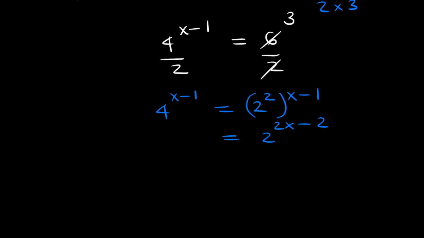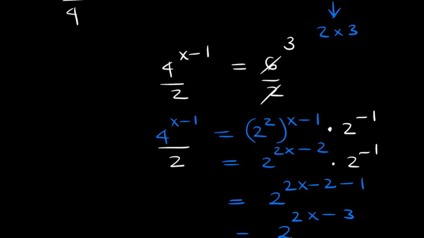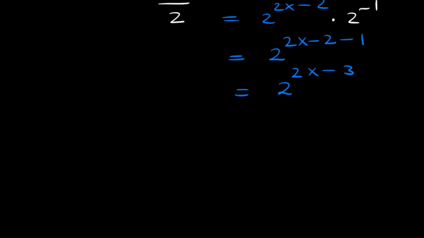Now, because that is being divided by 2, it will mean that this is times 2 raised to power minus 1. And by law of indices, we can bring these two together to give us 2 raised to power 2x minus 2 minus 1, which gives us 2 raised to power 2x minus 3. Now we equate this to the 3 we got here. This means 2 raised to power 2x minus 3 is equal to 3.